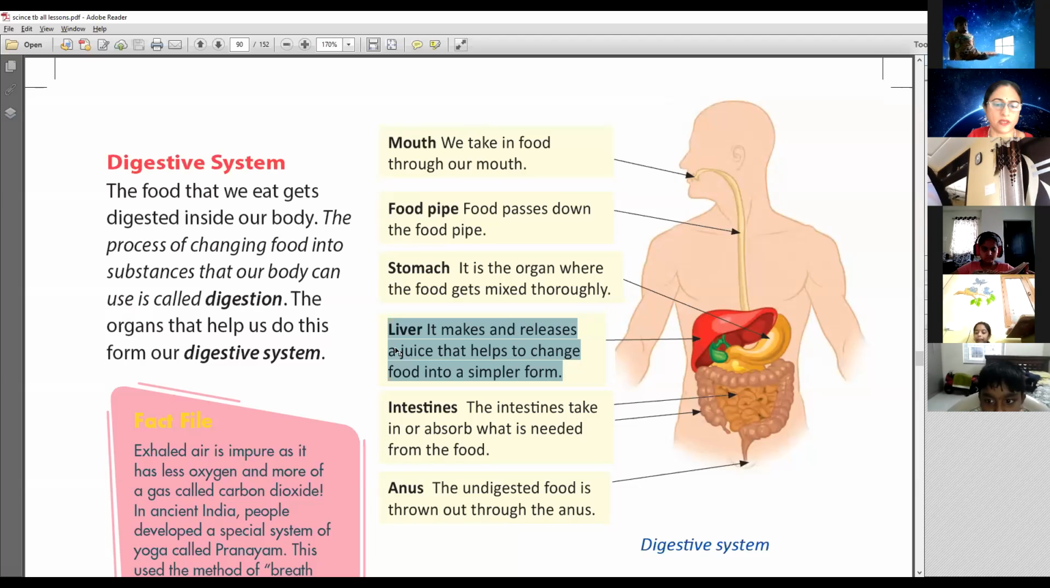Chandana, you're not reading properly. Read the liver once again.